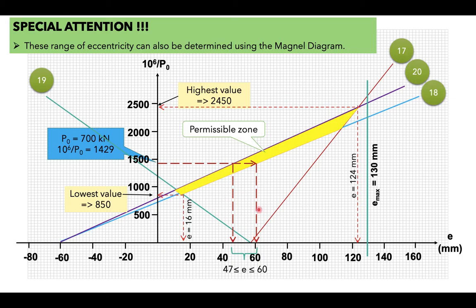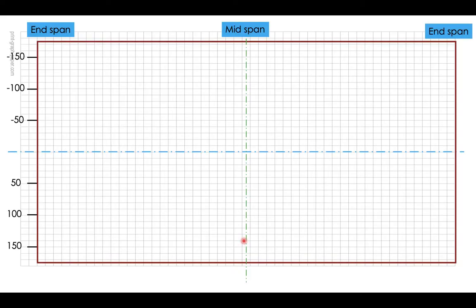second point. So even though the value of this eccentricity is not as accurate as if we are using the equations, we can actually estimate the eccentricity value of where our pre-stress force or pre-stress tendon must lie. So we can see here that we have this 47 and also 60. So this is the range of eccentricity for the midspan. So these are the two methods: we can either use the equations or we can also use the Magnell diagram.